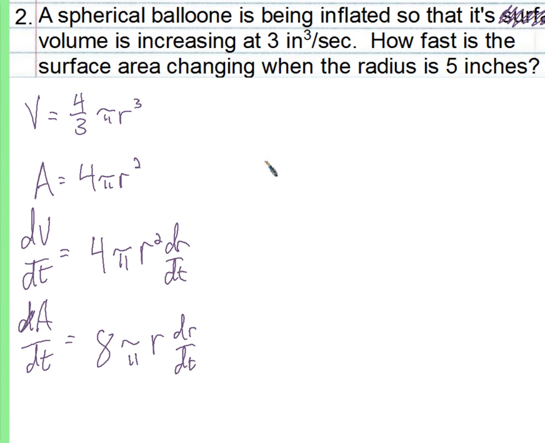So then all that stuff is there. Its volume is increasing at 3 inches cubed per second, so we know dV/dt. How fast is the surface area changing when the radius is 5 inches? We know the radius. So then we can find dr/dt in that equation. We've got 3 equals 4 pi times 5 squared.